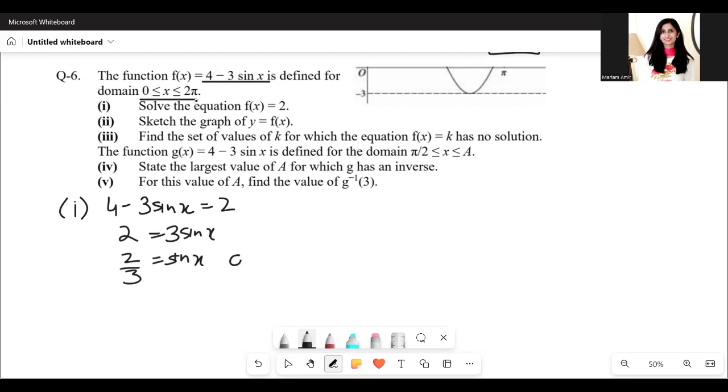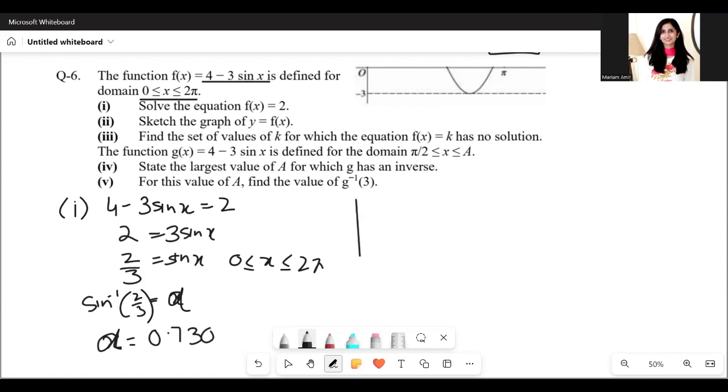And the domain is from 0 to 2π. We take sine inverse. This gives us the absolute angle, which comes out to be, remember to set the calculator in radians, 0.7297. So in three significant figures, I can write it as 0.730.